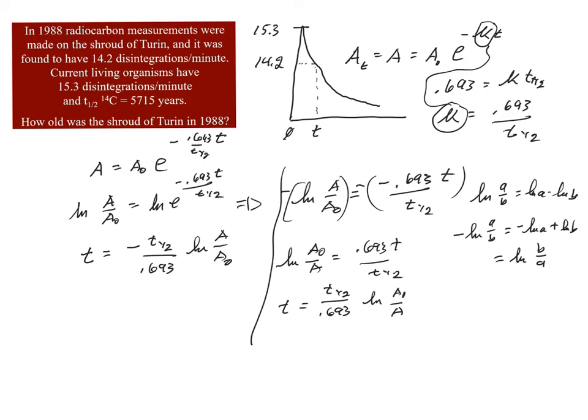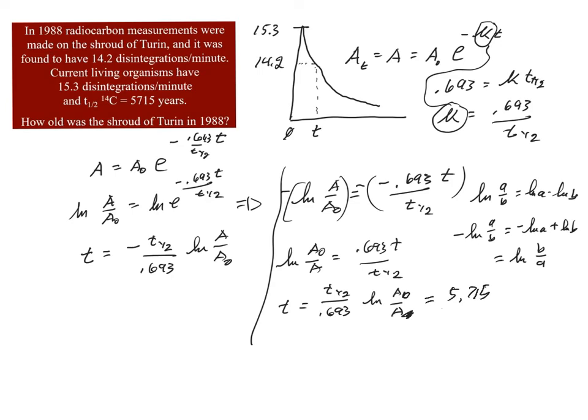Now, A is the decay at some point in time. Here it's at 14.2. It must be smaller than A naught. Okay, here's my A naught. And so this number is larger than 1. Over here, A over A naught is a number less than 1, and the minus of a minus is a positive.